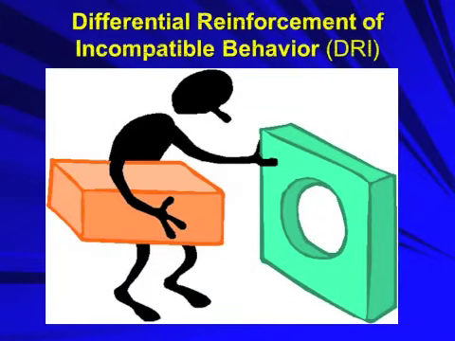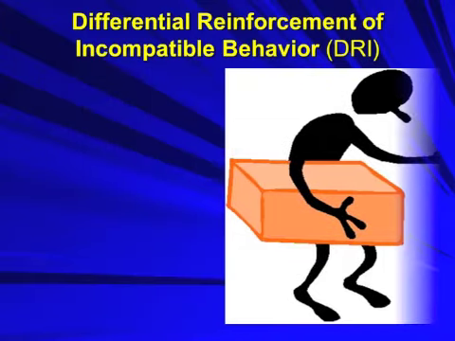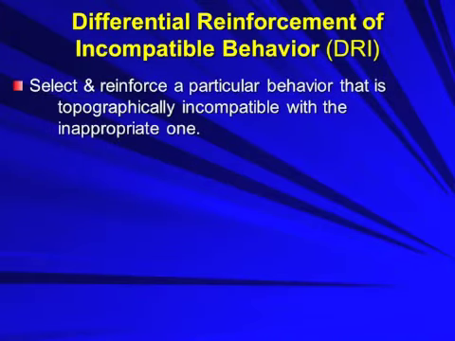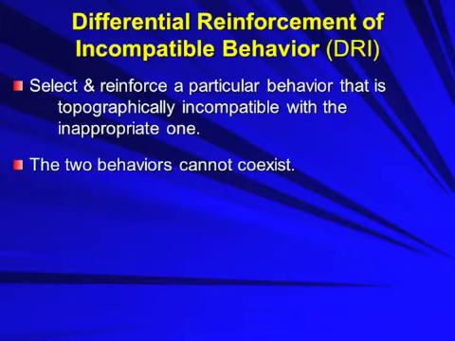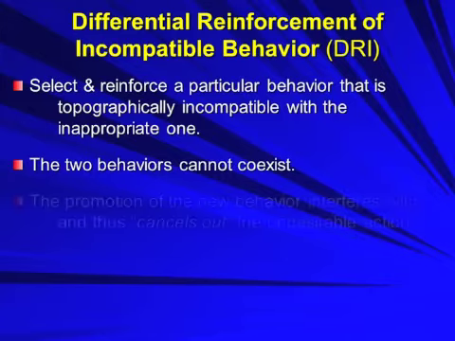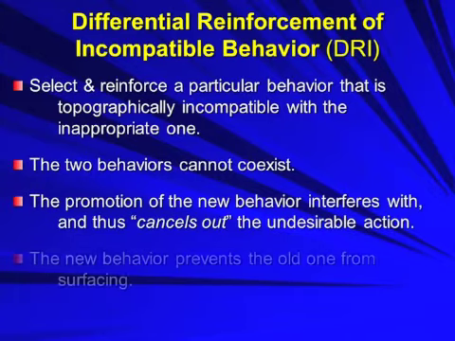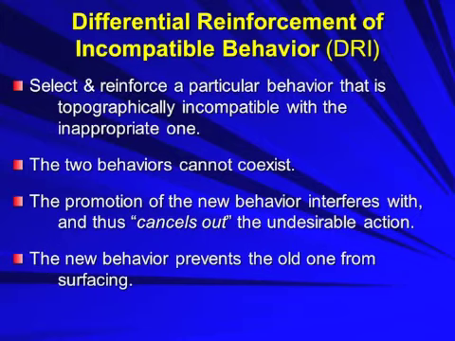In order to implement DRI, we must identify a behavior that simply can't be performed at the same time as the one we strive to eliminate. We provide enough reinforcement and guidance to assure that the preferred one is demonstrated, one that parries or prevents the non-preferred conduct.